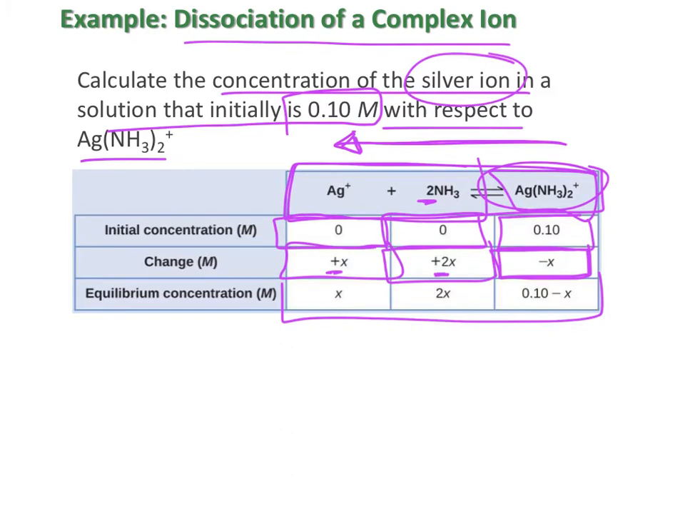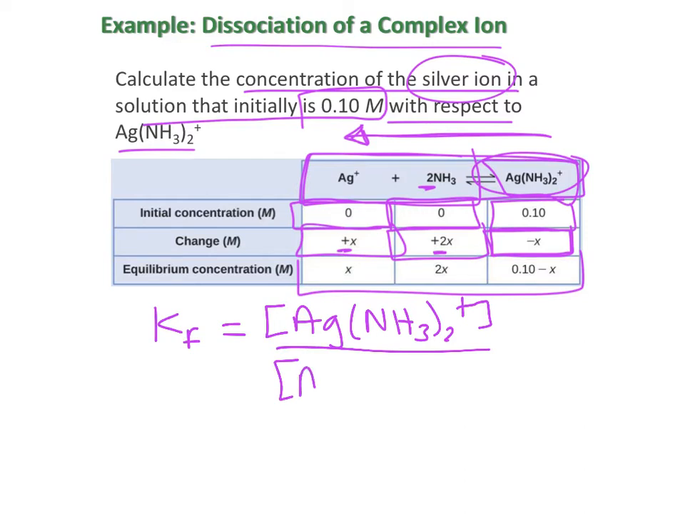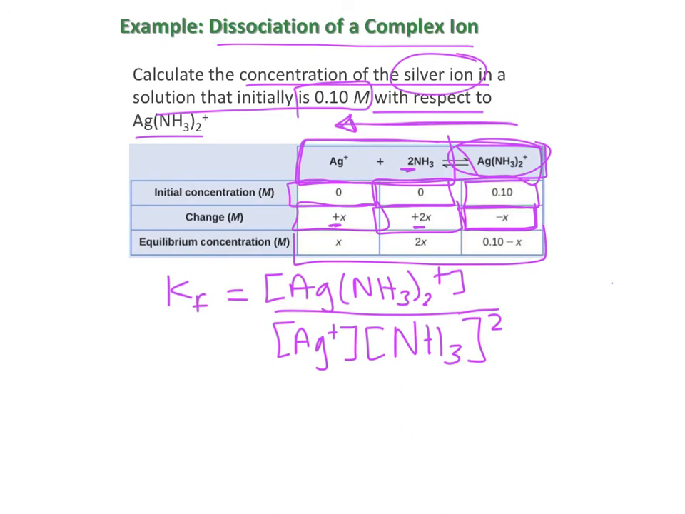So what we should do now at this point is figure out what our Kf expression is. So remember, your Kf is your formation constant. So it's going to be your product, your complex ion, over your reactants, which is Ag plus, and then NH3 raised to 2 because of that coefficient. And so the Kf value for this particular reaction is actually 1.7 times 10 to the 7th.